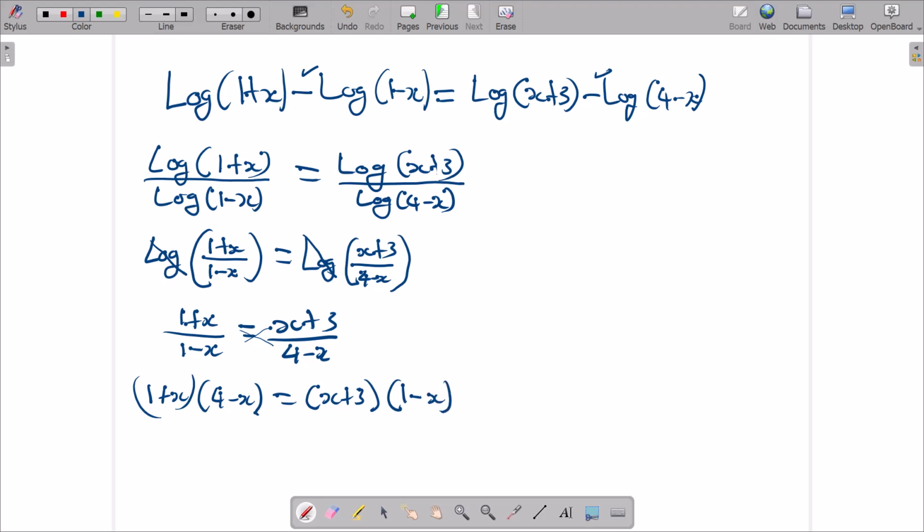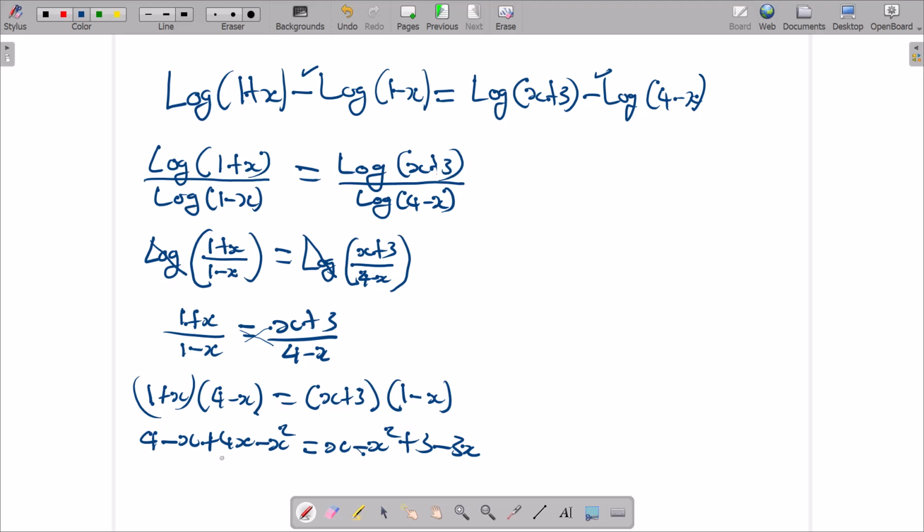Okay then, let us simplify this. 1 times 4, we get 4. 1 times a negative x is minus x. x times 4 is plus 4x. x times a minus x, we get minus x squared, is equal to x times 1, it's x again. x times minus x, it's minus x squared. 3 times 1 is plus 3, 3 times minus x, minus 3x. This is what we get.